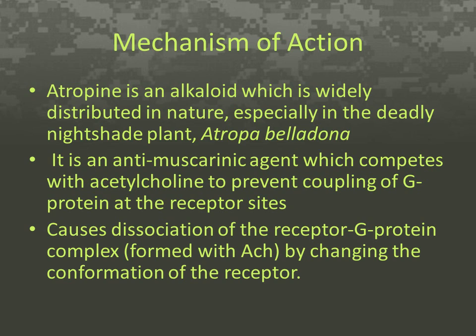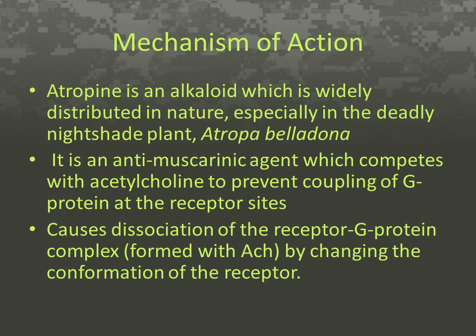Atropine is an alkaloid, which is widely distributed in nature. It is found especially in the nightshade plant, Atropa belladonna. This drug is an anti-muscarinic agent. That means that it acts as a competitive antagonist on muscarinic receptors.